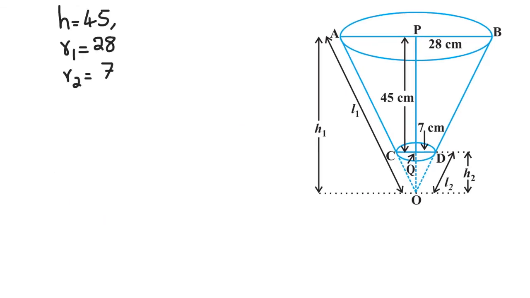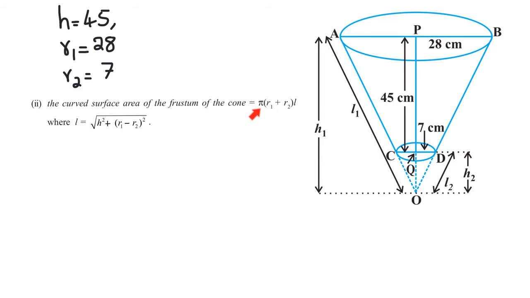In order to find the curved surface area of the frustum, what is the formula? The formula to find the curved surface area of the frustum is pi times (r1 plus r2) times L. But we need to find L, and we know the formula to find L is square root of h squared plus (r1 minus r2) the whole square. So we can easily plug in these values and find the answer.